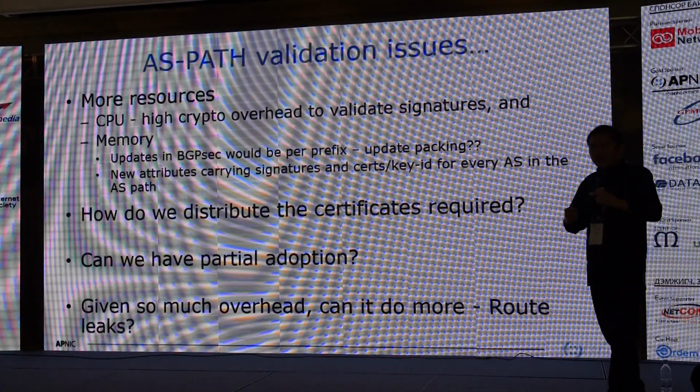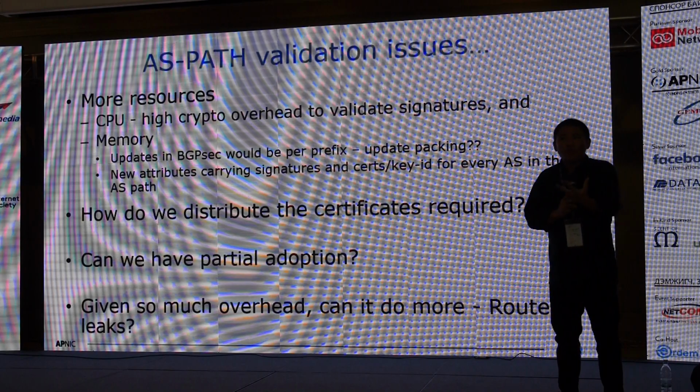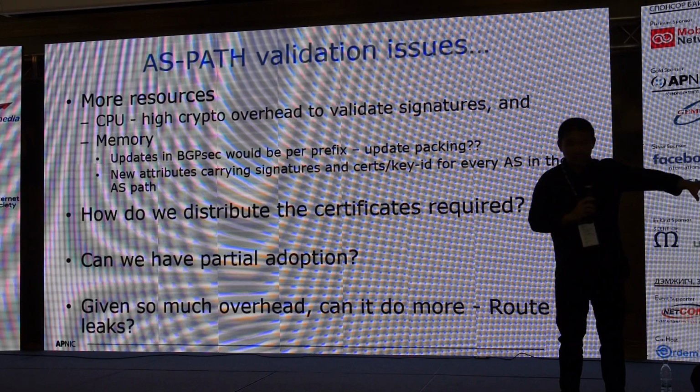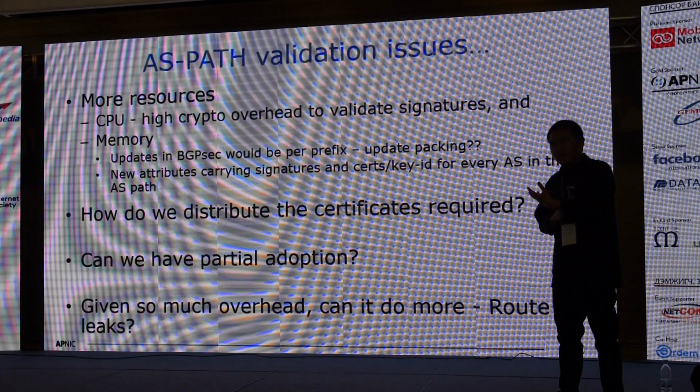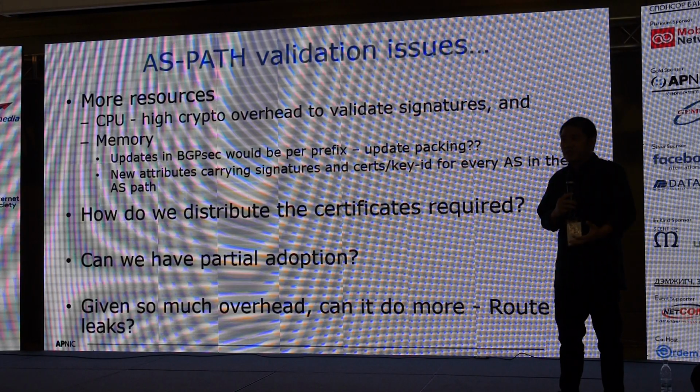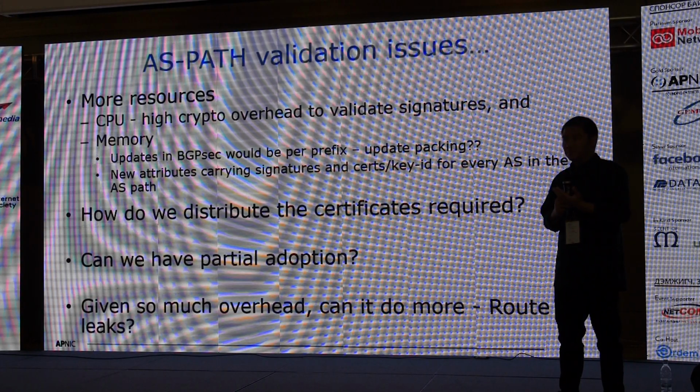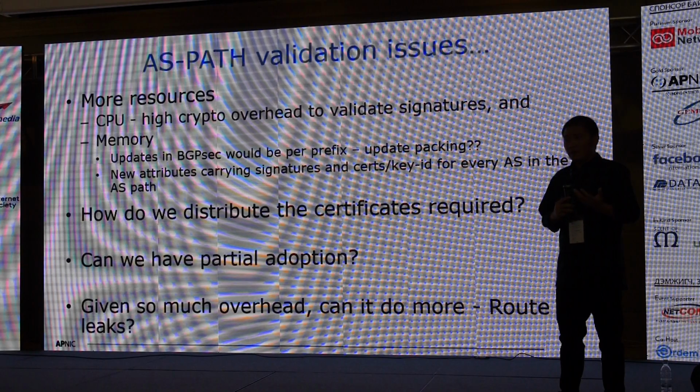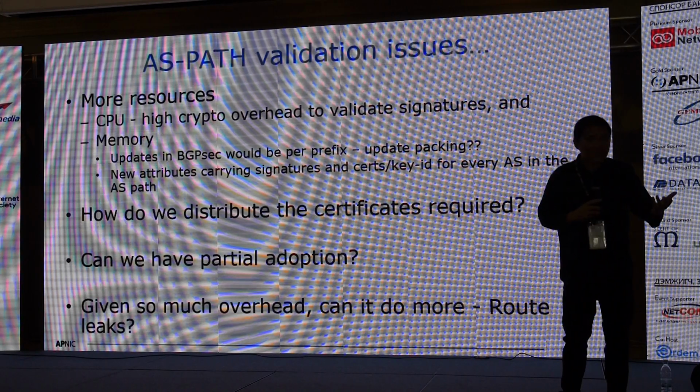Because with route origin validation, there is no cryptography involved on my router. The cryptography is on the validator. With AS path validation, cryptography comes heavily onto the routers. That means my routers become more expensive. The vendors would be so happy, right? Because then they can sell you expensive boxes.